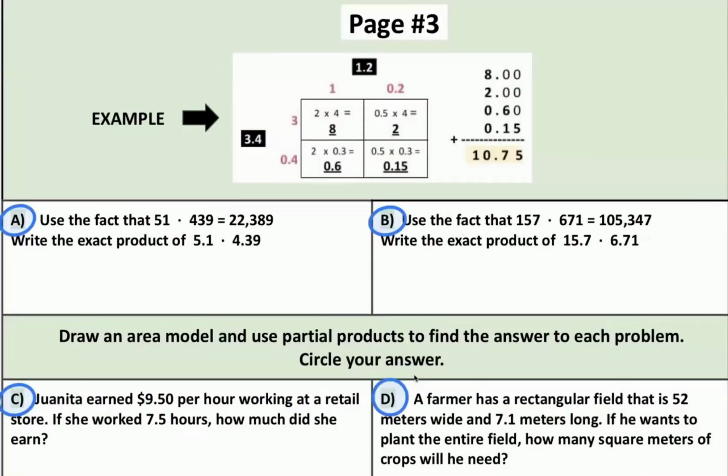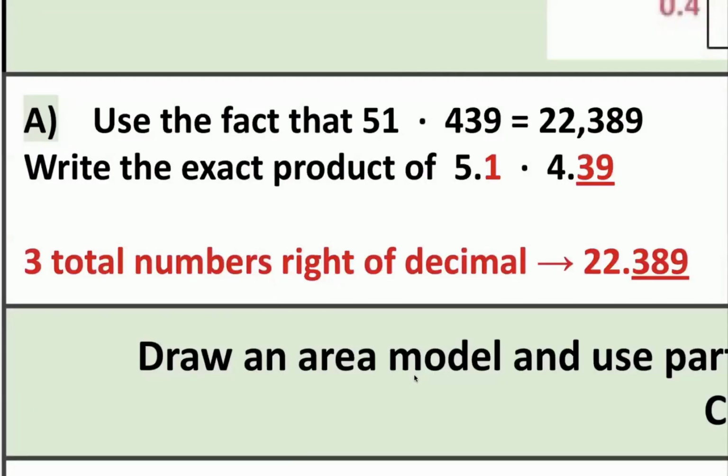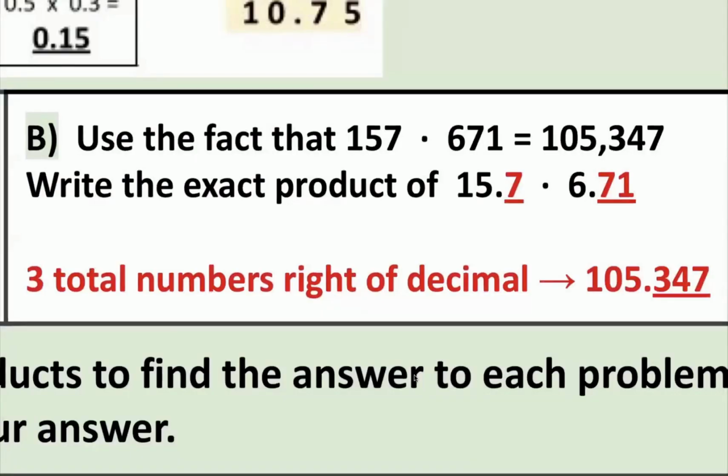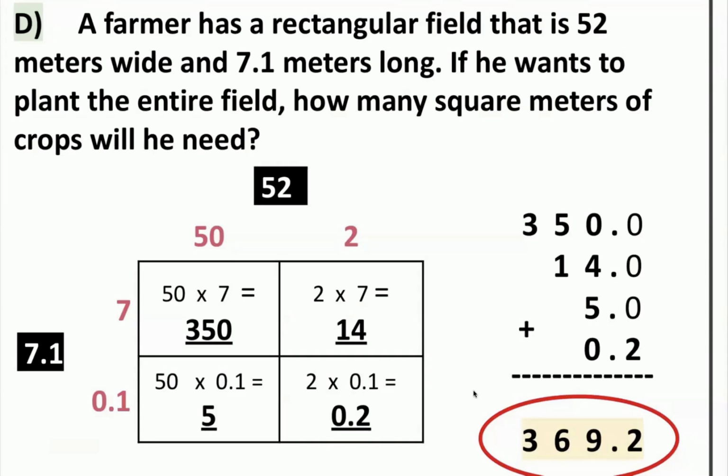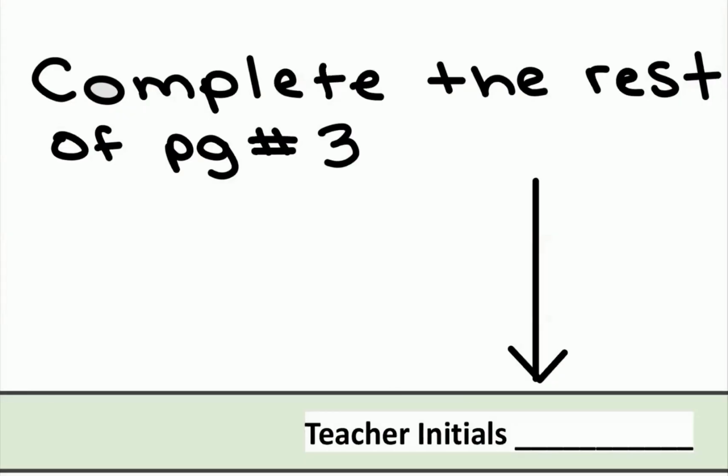Complete A through D on page number 3. Pause the video, and once you're finished, come back to check your work. Check your work for problem A. Check your work for problem B. Check your work for problem C. Check your work for problem D. Complete the rest of page 3, then check in with your teacher to get additional feedback.